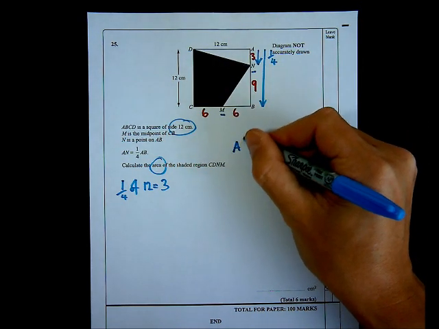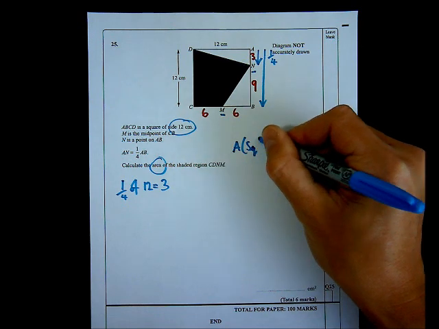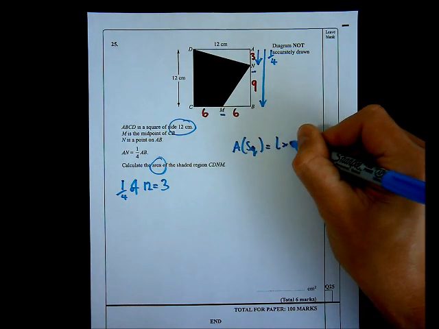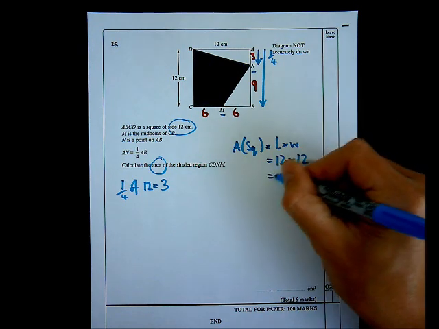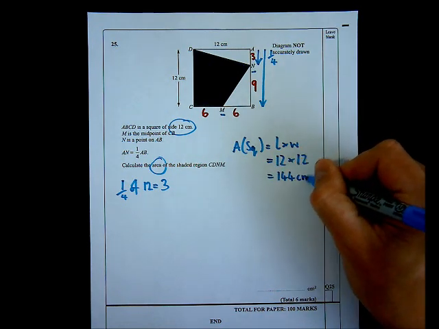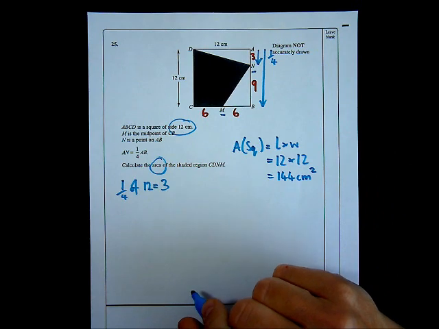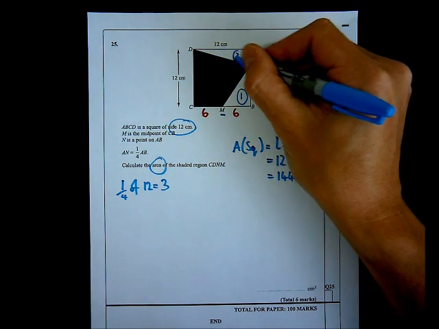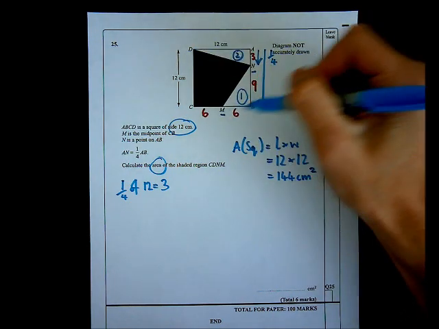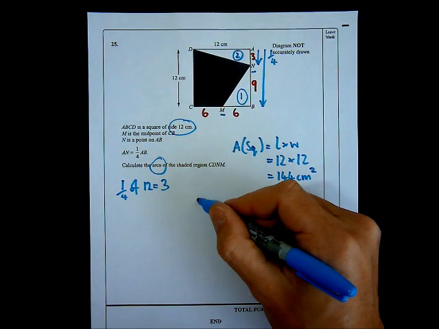Now, I can see that the original shape, ABCD, was a square, so I'm going to work out the area of the square. That would be the length times by the width. So that's 12 times by 12, which is 144 centimetres squared. Now I'm going to work out the area of this triangle here, and then this triangle here, and I'm going to subtract them from the full square to give me this shaded area.